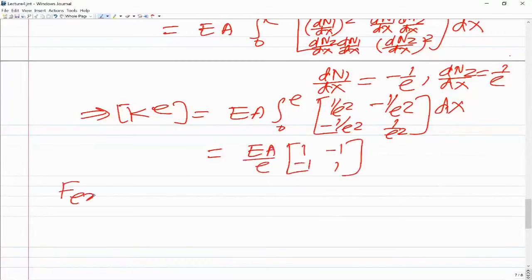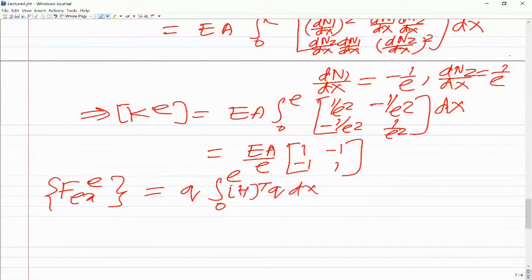Similarly, if you look at the external load vector F external E, since Q is constant within the element, we can take that out of the integration sign. So we will have integration 0 to L H transpose into Q dx. And we know that this H transpose is N1 N2, and Q is already taken out of the integration sign, so it will not be there.